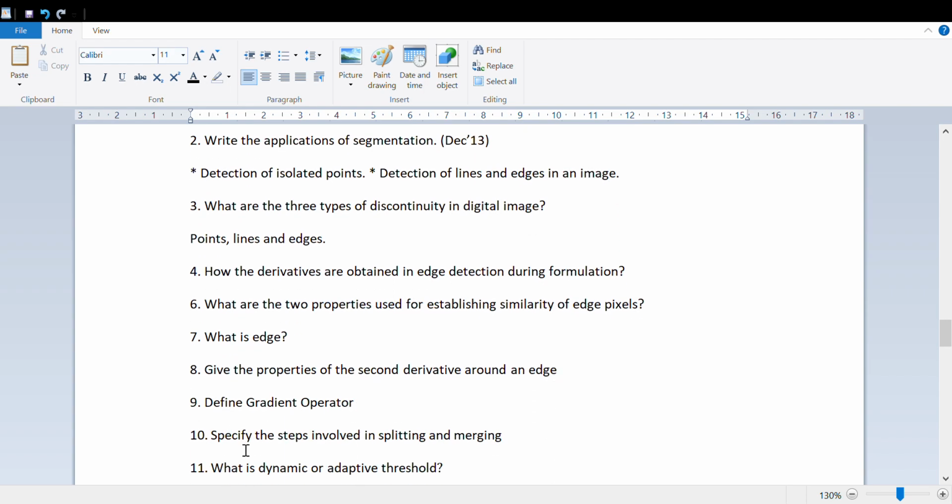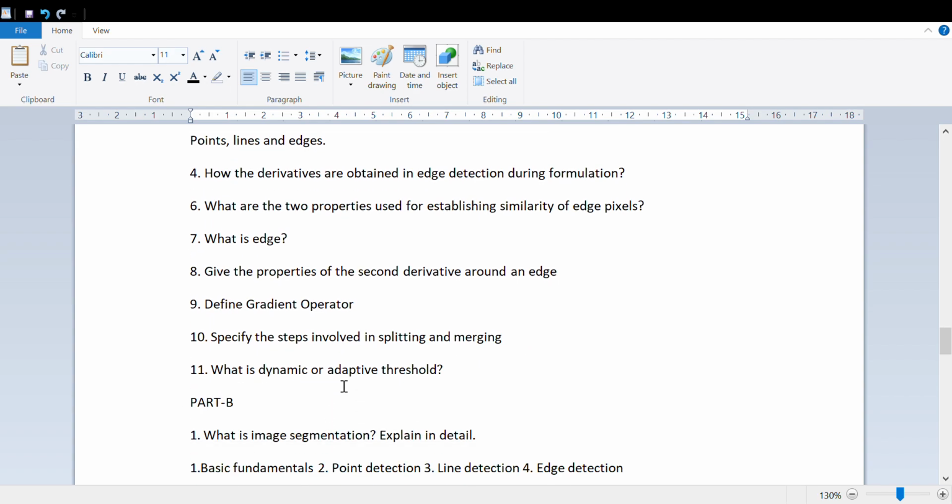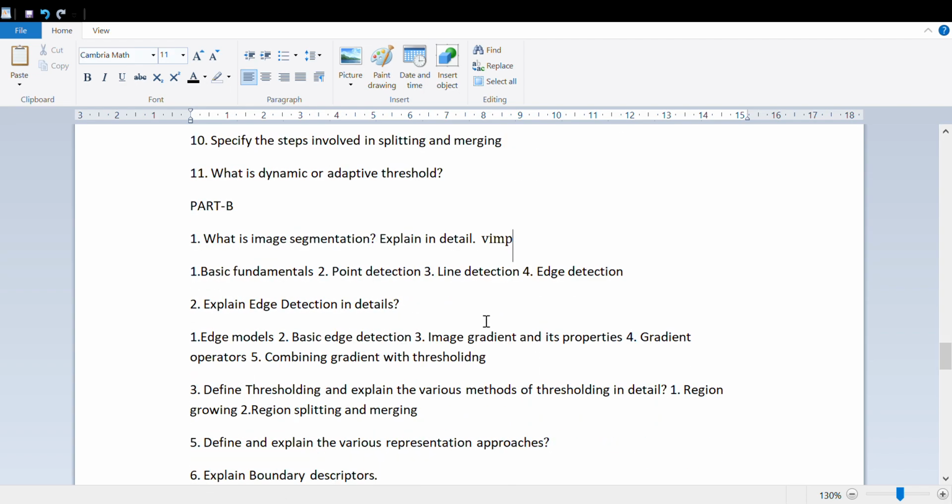What is a gradient operator? Explain the steps involved in merging. What is the dynamic and threshold effect, and what is image segmentation? And these are also very important questions you can expect for 8 marks and 5 marks. Define thresholding. What are the various thresholding effects?